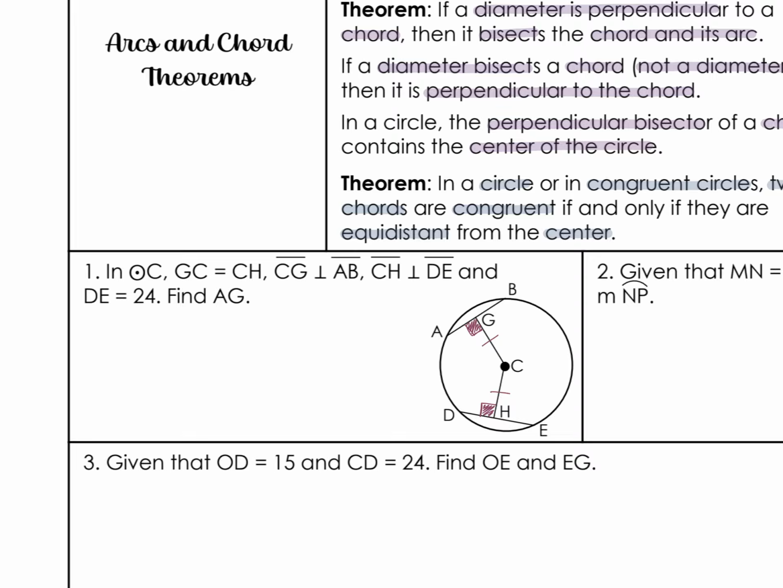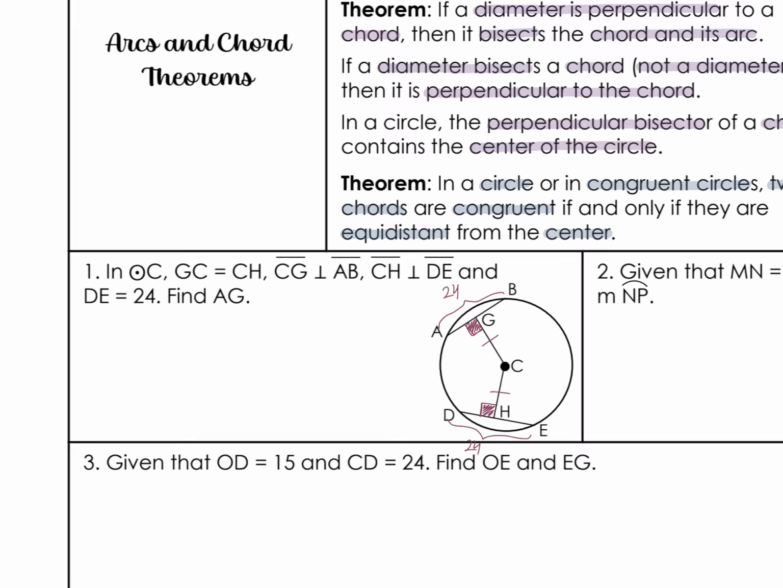And we are given that from D all the way to E is going to be 24. We want to find AG. So this is going to kind of combine a few of the theorems I mentioned above. Since they are equidistant, so the same distance from the center, we know that AB should have that same length of 24 as DE.